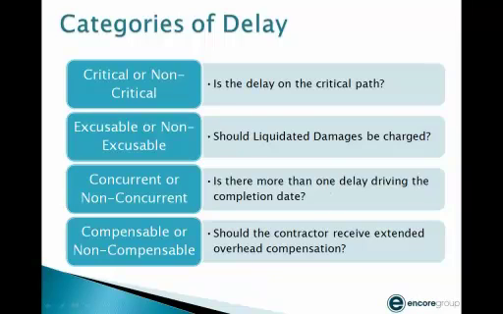but looking at it and saying, okay, maybe this delay was excusable, just not compensable. Or maybe half of it was excusable and half of it was excusable and compensable. Or maybe a portion of it was concurrent and some of it wasn't concurrent. Concurrency is one of the biggest challenges in delay analysis, getting organizations to work through the concurrency issue. And the truth is, very few delays are concurrent.